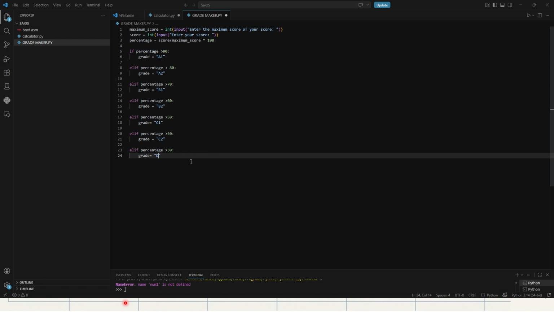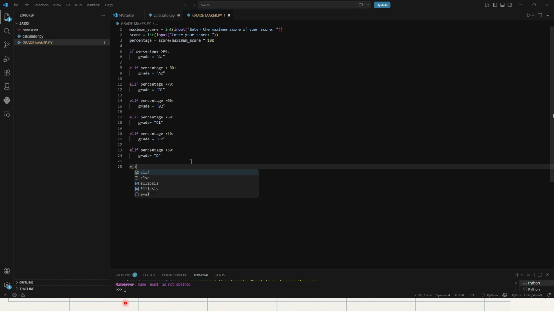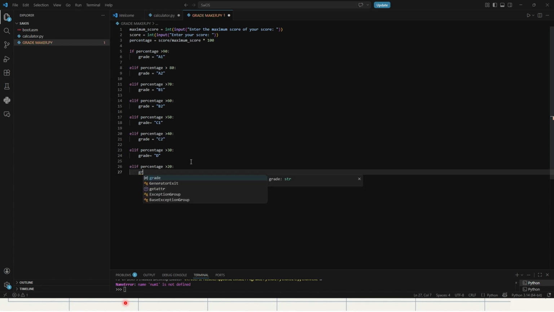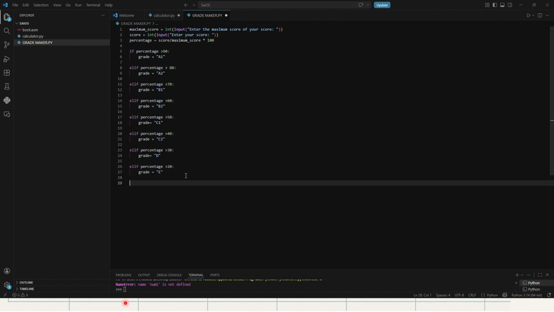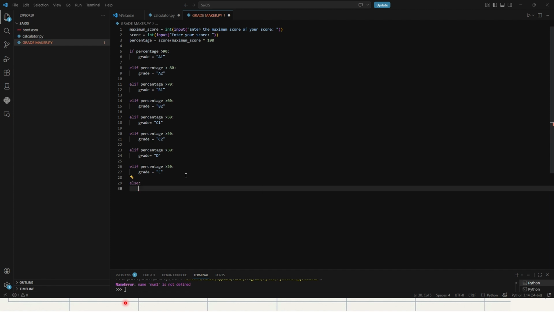Now again I am elifing the percentage, which is greater than 20. So it should be grade C. And else means it is none of the above, then you need to grade F. Means they failed.